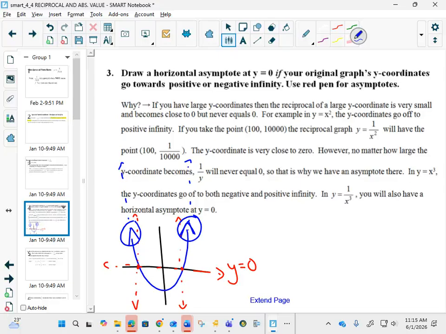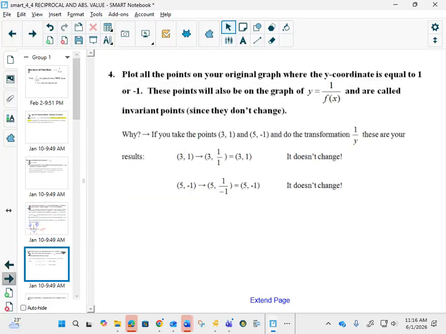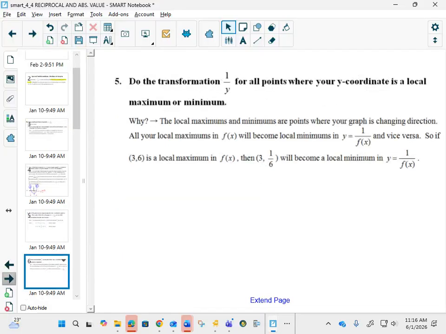Sometimes I actually put step 2 and 3 together, and I just say, do all of your asymptotes. Vertical asymptotes where you have x-intercepts, and a horizontal asymptote at y equals 0, if your original graph has an arrowhead going up forever or an arrowhead going down forever. So I sometimes just like to make things easier: step 2 and 3, I just think asymptotes. Then I actually put steps 4 and 5 together.